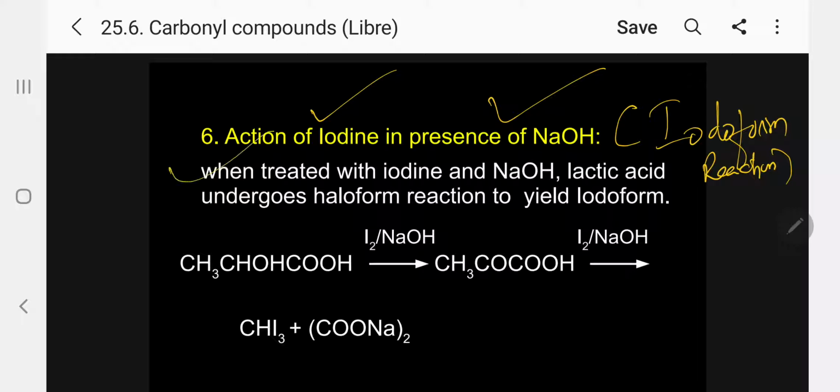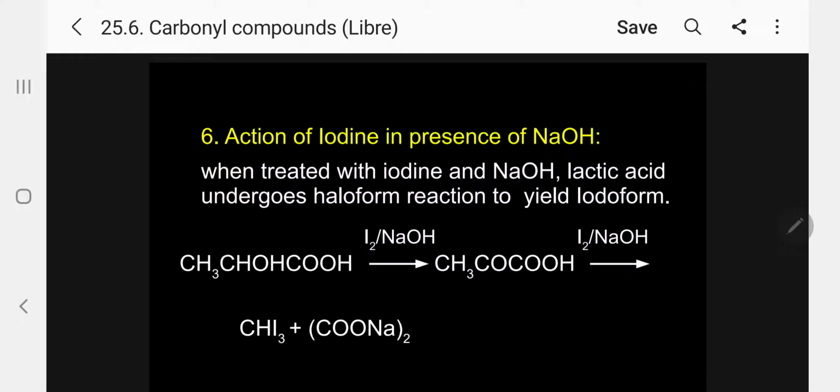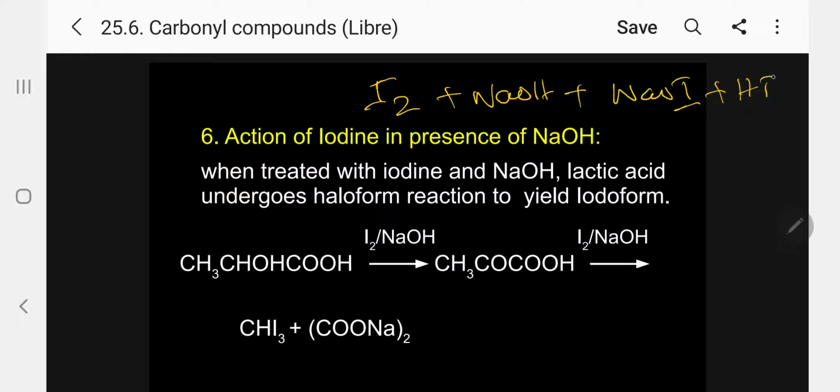So what is happening? When treated with iodine and sodium hydroxide, lactic acid undergoes the haloform reaction. Kindly follow. When you say iodine, here I will say iodoform reaction. This is the general haloform reaction. In the case of iodine, I will use the iodoform reaction to yield iodoform. So what is happening actually? Let me explain, kindly follow. In step 1, iodine reacts with sodium hydroxide to form sodium hypoiodide plus HI.